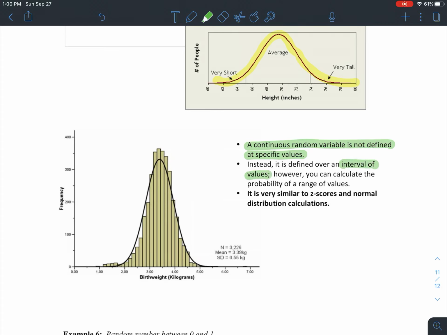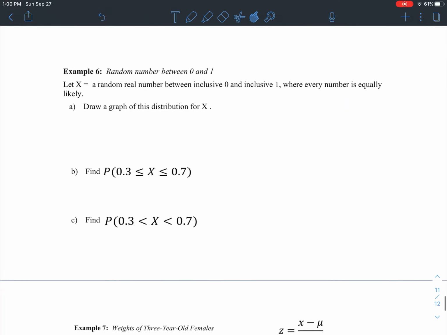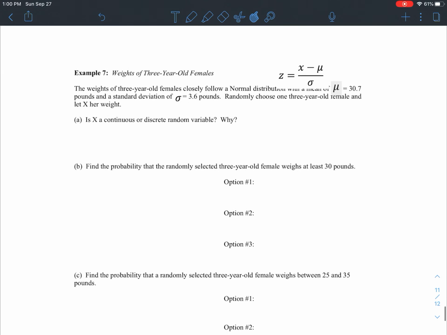Some things we want to keep in mind when we are discussing continuous random variables is they're not really defined at a specific value when we're thinking of a density curve. We want to really be thinking of this as an interval. So maybe looking for the probability that, say, the birth weight is between two values. And then that'll give us the probability of a range of values. It is very similar to z-scores, and again, the normal distribution that we discussed. If you remember, this was our z-score formula that we had used, okay?